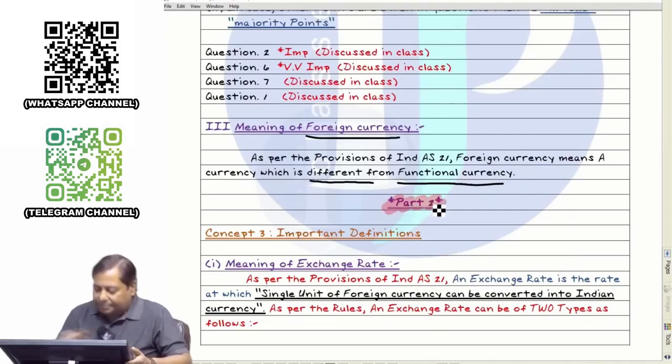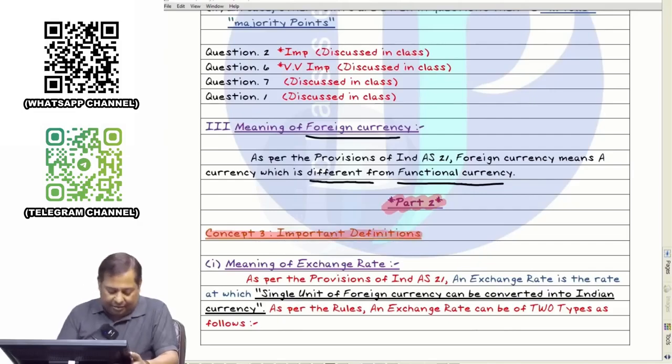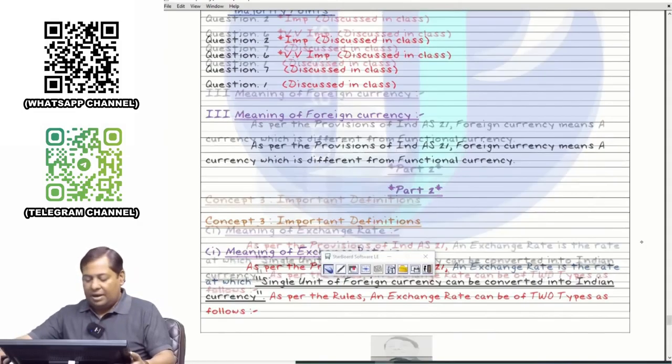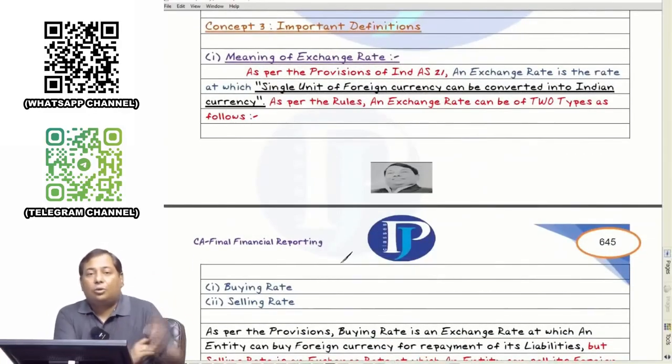Lecture 1 is over. Then I came to lecture number 2. I started your definitions from here. Your main Ind AS started here. This is concept number 3. It's about important definitions. And I explained 3 definitions to you mainly. I gave 3 main definitions.